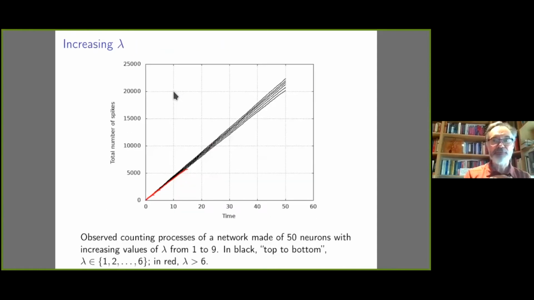What happens if we change lambda, keeping everything else the same? That's illustrated here on single simulations. You have lambda equals 1, 2, 3, 4, 5, here 7, 8, and 9. So the point is, again, you have a very regular activity of the network. The smaller lambda, the higher the activity of the network. And when lambda becomes too large, the activity tends to disappear soon.